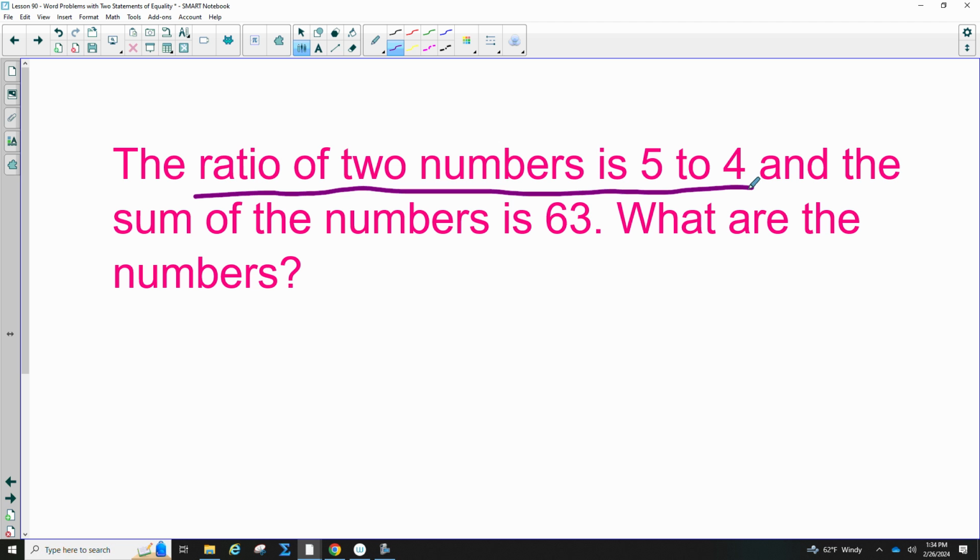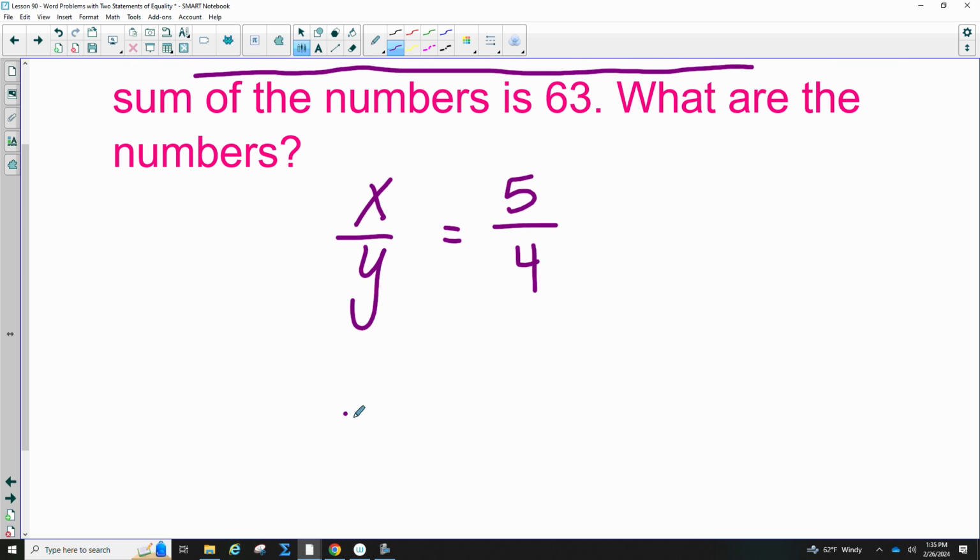The ratio of two numbers is 5 to 4. I usually just do x and y, okay? X over y, anytime, okay? The ratio or the fraction of two numbers is 5 to 4. In other words, these two numbers that I'm going to get will reduce to 5/4, okay? That's how you write that one. Now we have the sum of the numbers is 63. It just looks like that, okay?